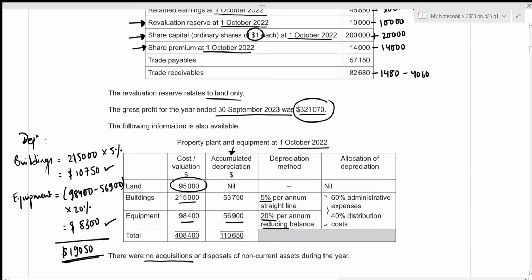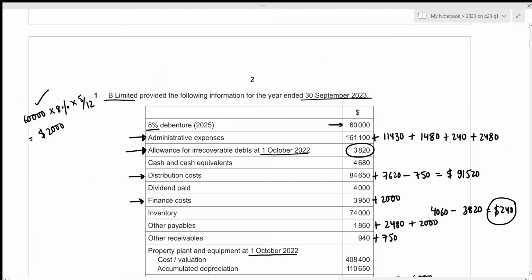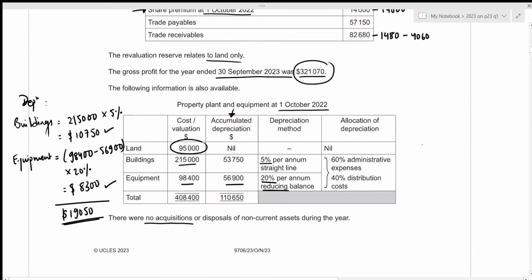Then we have made adjustments to our administrative expenses as well. So let's figure out its total. That's 161,100 plus 11,430 plus 1,480 plus 240 plus 2,480, which results in the value of 176,730.